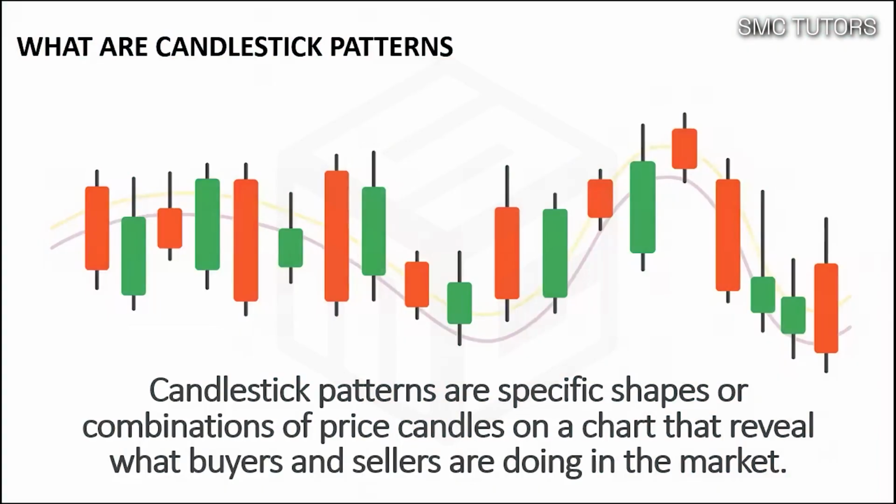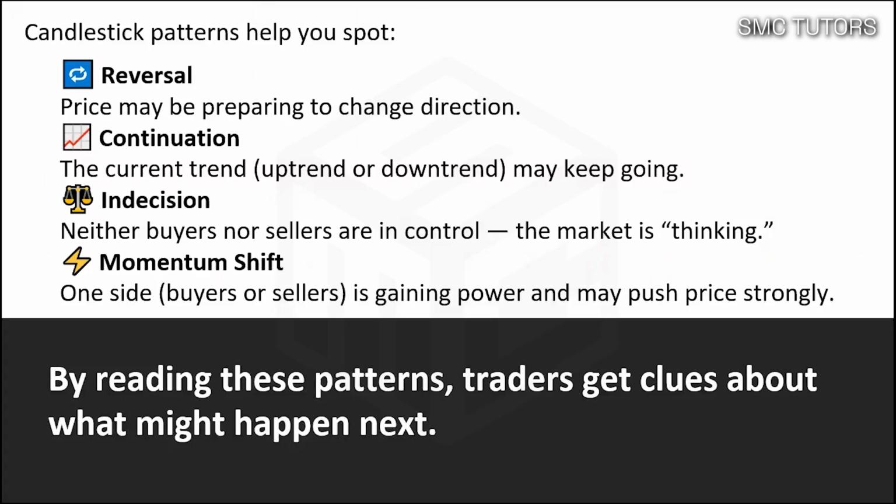Candlestick patterns are simply specific shapes or combinations of candles on your chart that reveal what buyers and sellers are doing at a particular period, whether price is fighting, ranging, trending, rejecting a level, or building momentum. By reading these candlestick patterns, you get clues about what might happen next.